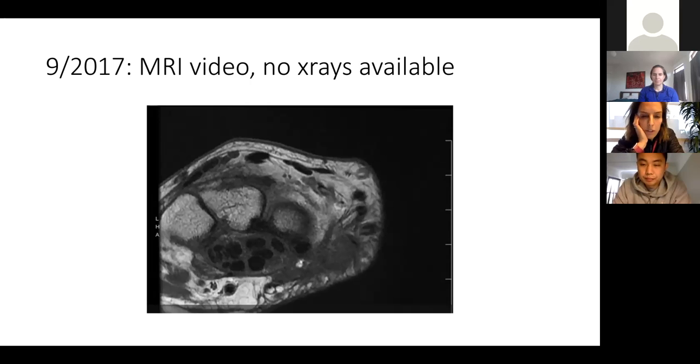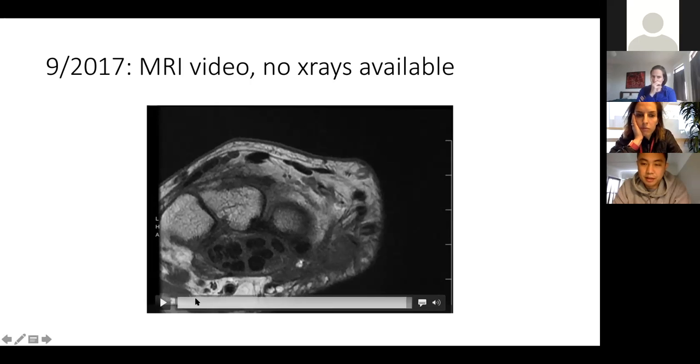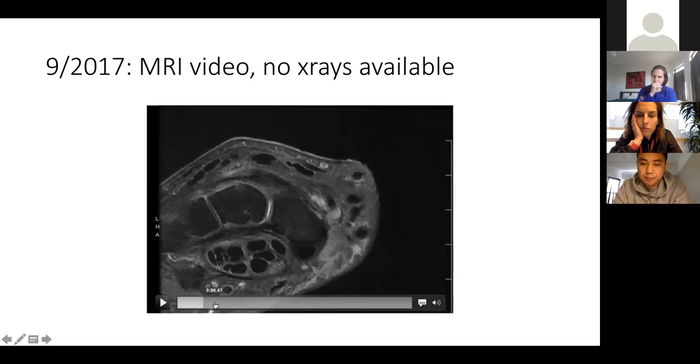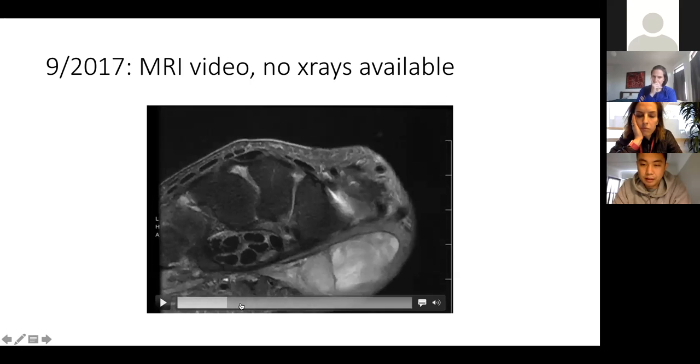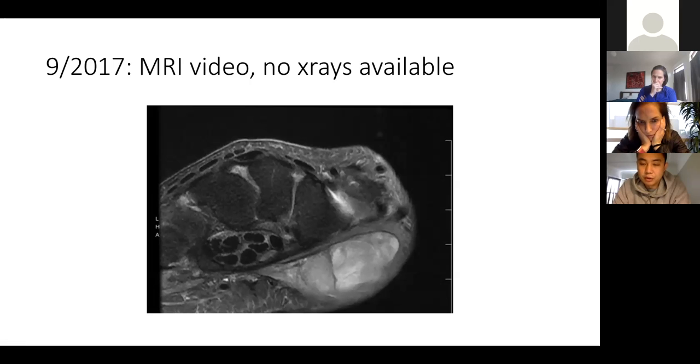So what is your kind of differential looking at this? What are you thinking? In terms of my differential, I think it has more features of being malignant than benign to me, just because of the heterogeneous nature. I'd be thinking some sort of soft tissue sarcoma, it could be like a synovial sarcoma, or like I was saying, a metastasis.